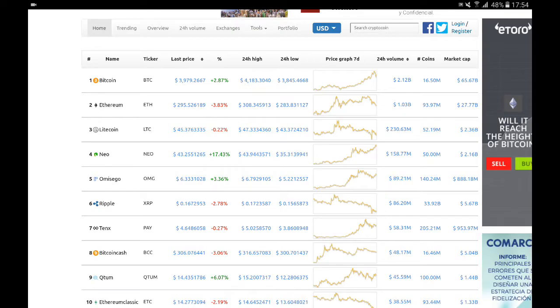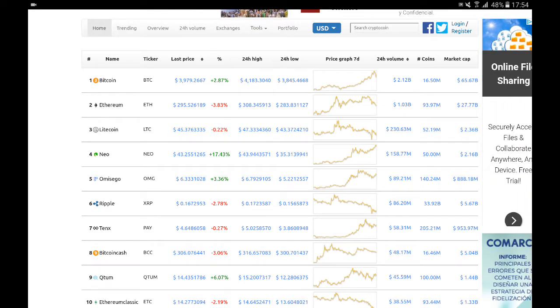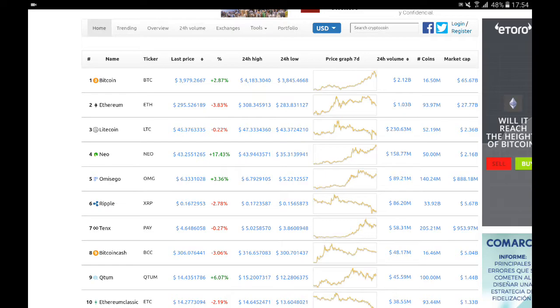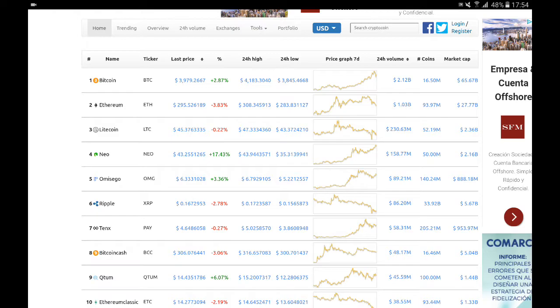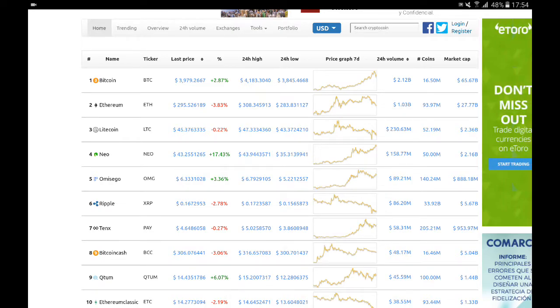So Bitcoin number one, number two Ethereum, number three Litecoin, number four Neo, number five OmiseGO, number six Ripple, number seven Tether, number eight Bitcoin Cash. You see Bitcoin Classic, the classical coin, is rising up, but the other coin, Bitcoin Cash, BCC, is going down. Number nine you have Qtum, and number ten Ethereum Classic. So that's your ranking.